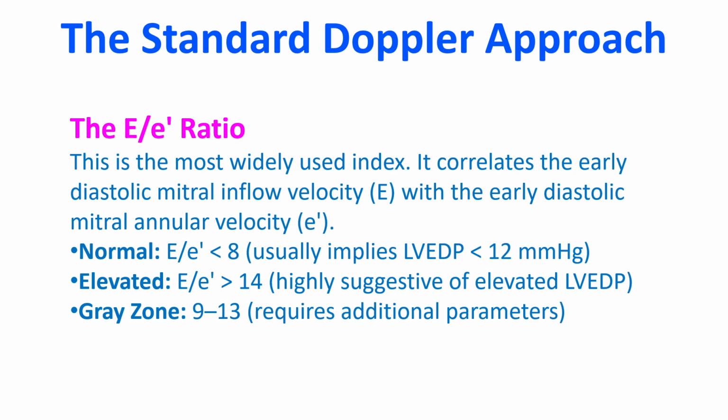That is the E by E prime ratio. This is the most widely used index. It correlates the early diastolic mitral inflow velocity E with the early diastolic mitral annular velocity E prime. Normal E by E prime will be less than 8, usually implying LVEDP less than 12 millimeters of mercury. Elevated E by E prime more than 14 is highly suggestive of elevated LVEDP. The gray zone is 9 to 13, which requires additional parameters.